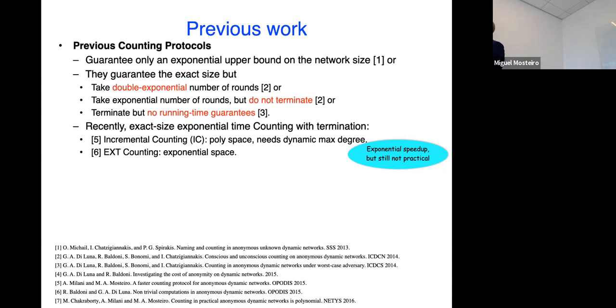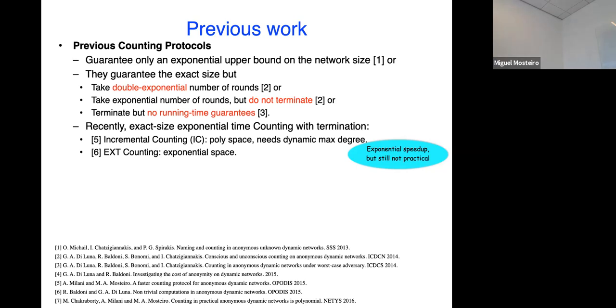More recently, well, it's not that recent anymore, in 2015 I visited Alessia Milani at the University of Bordeaux. She shared this problem with me and we started working on it. After a week, we came up with a new protocol, incremental counting, that takes polynomial space and achieves an exponential speed up. It computes the exact count of nodes, but with exponential running time, whereas the previous one that obtained the exact count was doubly exponential. So it is an exponential speed up, but it's still not practical.